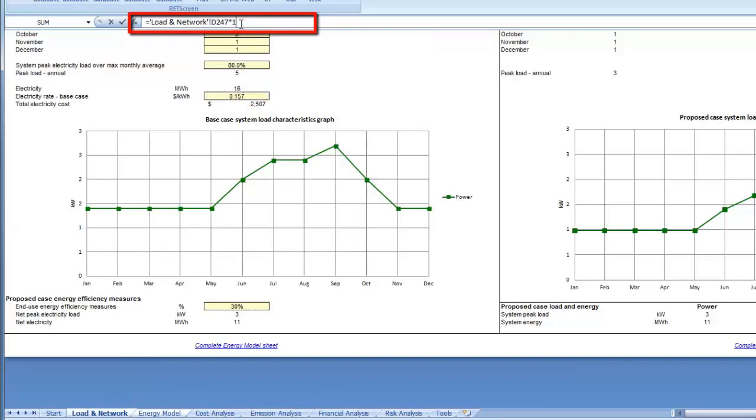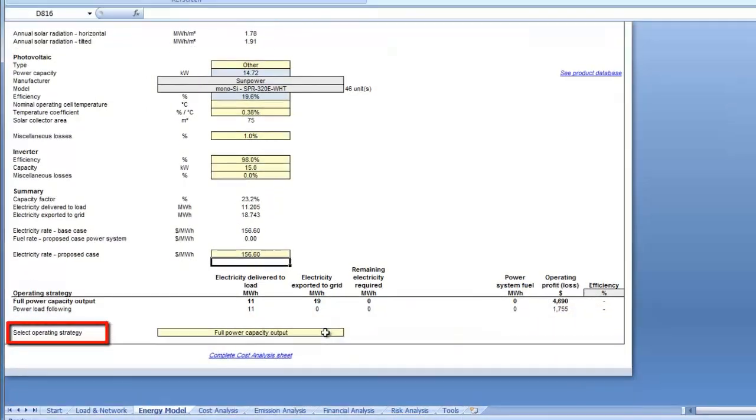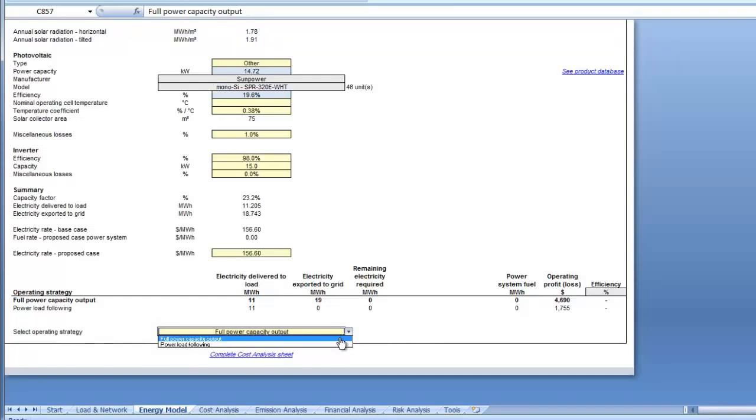The Select Operating Strategy cell is used to select the operating strategy from the drop-down list. For full power capacity output, by default, RETScreen assumes that the system operates at full capacity output. For power load following, the model assumes that the system is operating at a capacity to match the power load. In the context of this project, it is more advantageous to use the full output as the energy source is solar, which has marginal operating costs and provides for an excess of $2,935 compared to the power load following option. After completing the energy model, we get the following data in RETScreen.